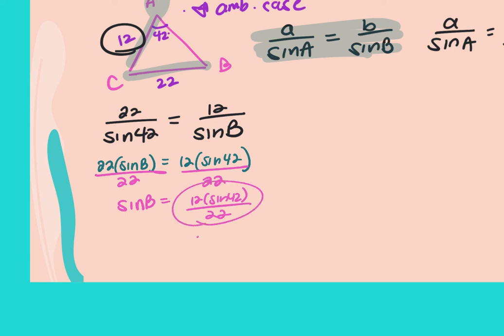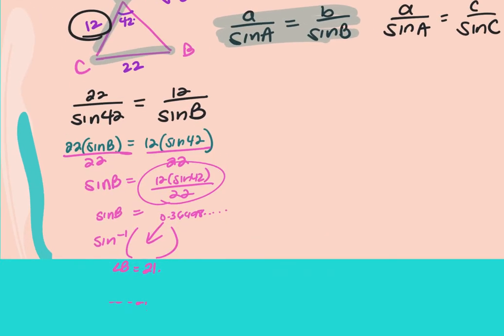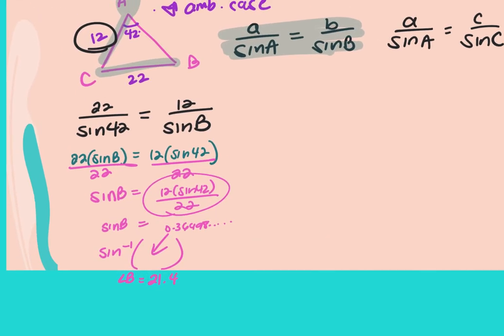And this gives me like 0.36498, and so on. But that's the sine of B. How would I get the angle B? Sine to the -1. So I'm going to do sine -1 of what I get from that answer. I want to keep it exact, so second sine, second answer. And I get angle B is 21.41 degrees.